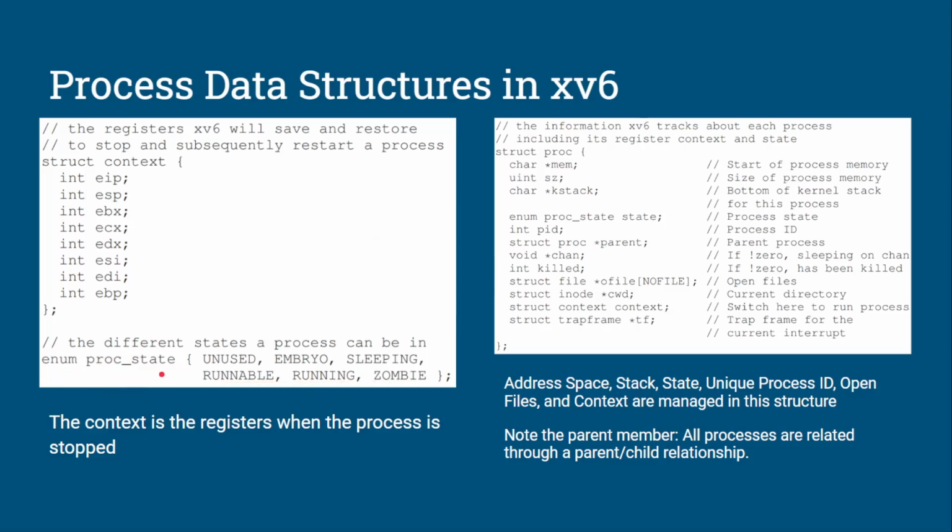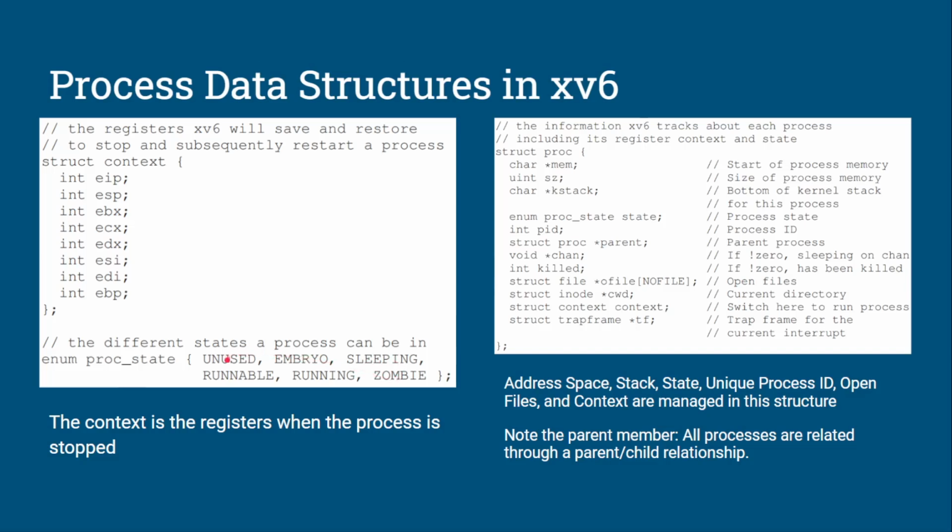Here is the process state enum. And you can see there are several process states that we recognize, such as running. The ready state is represented as runnable within XV6. So runnable is the same thing as the ready state. The sleeping state is the state that we move a running process to when it initiates some sort of I/O. So sleeping is the blocked state that we've discussed.